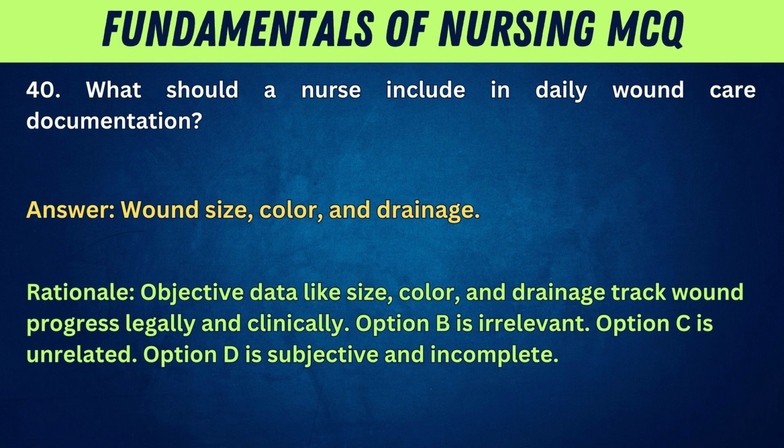Answer. Wound size, color, and drainage. Rationale. Objective data like size, color, and drainage track wound progress legally and clinically. Option B is irrelevant. Option C is unrelated. Option D is subjective and incomplete.